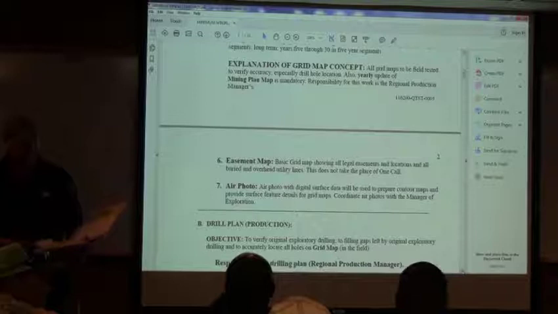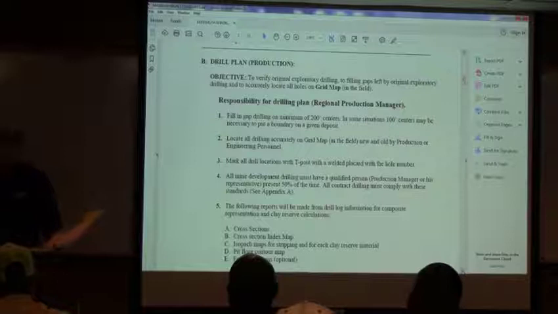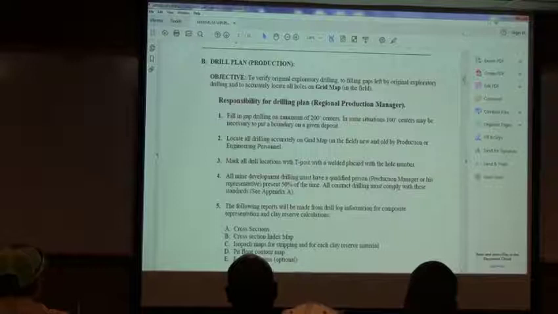Okay, going on down to drill plan. I'm not going to get into that too much, but I did say, see the drill request. Okay, right here, Jim, on your computer, if you'll go to the stick, click on drill request form, highlight that.